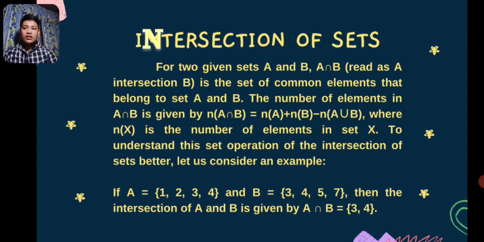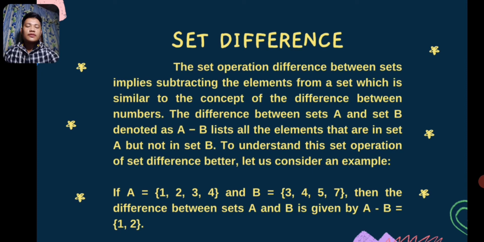Next we have set difference. The set operation difference between sets implies subtracting elements from a set, which is similar to the concept of the difference between numbers. The difference between sets A and B, denoted A difference B or A minus B, lists all the elements that are in set A but not in set B. To understand this operation better, let us consider an example.